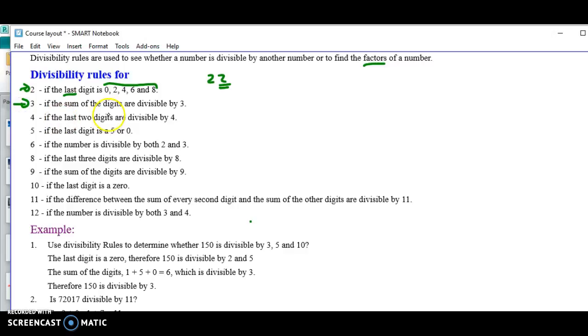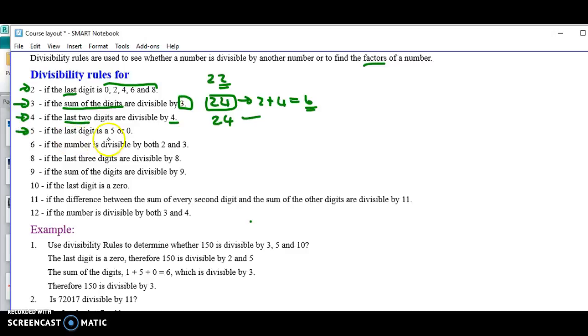It's divisible by 3 if the sum of the digits is divisible by 3. For argument's sake, if we take 24, we can see that 2 plus 4 equals 6, and 6 is divisible by 3, so 24 is divisible by 3. Now, divisible by 4, the last 2 digits must be divisible by 4. Look, for argument's sake, 24. Well, the last 2 digits, 24, is divisible by 4, and so that will be 6.